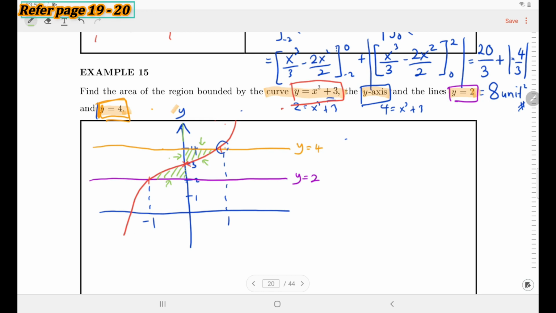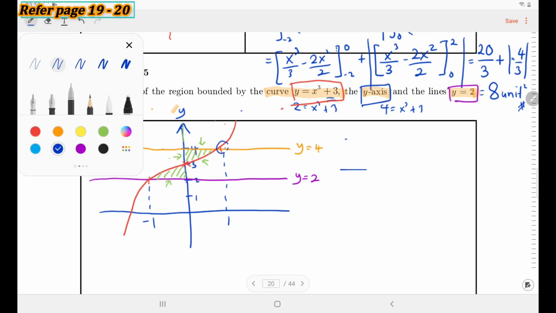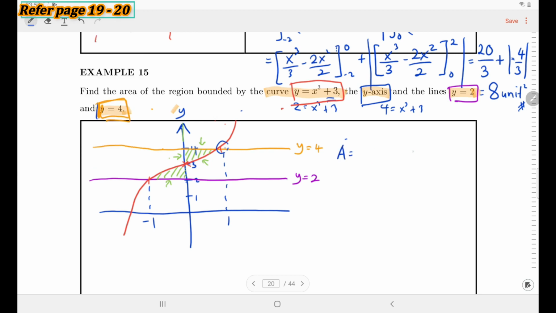If you want to get clearer info, you can see your tutorial lecturer and discuss with them. Okay, so now straight away, we want to find out the area. So the area A equals, the limit is from 2 to 4, but there are 2 regions here, so we choose the lower limit. The lowest is from 2 up to 3, of the function.